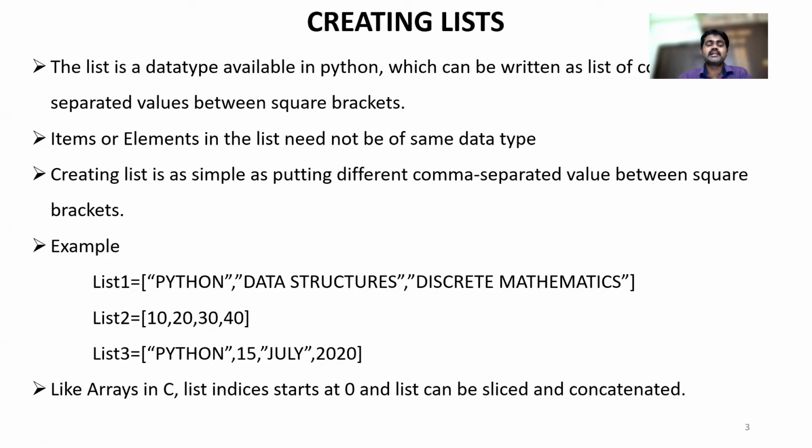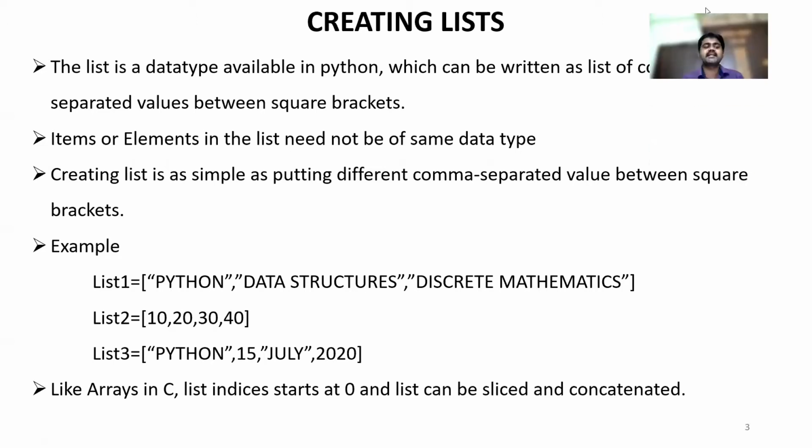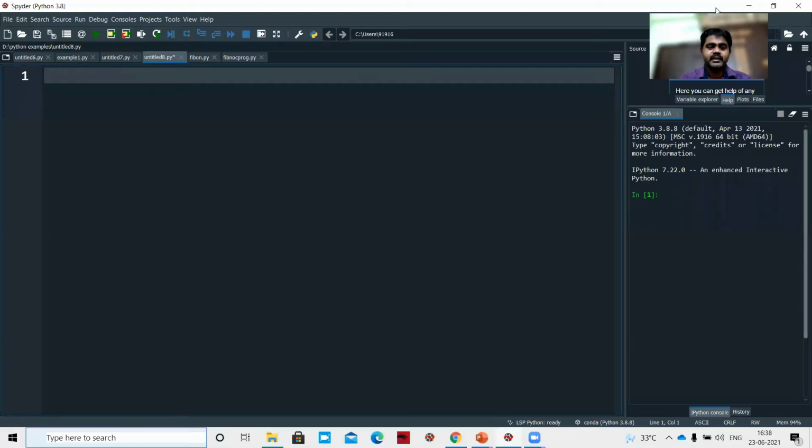Okay. So our list is a data type which is mutable, which can be written as a list of comma separated values inside square brackets. Okay. So, what are comma separated values? Let us assume. Let me show this.